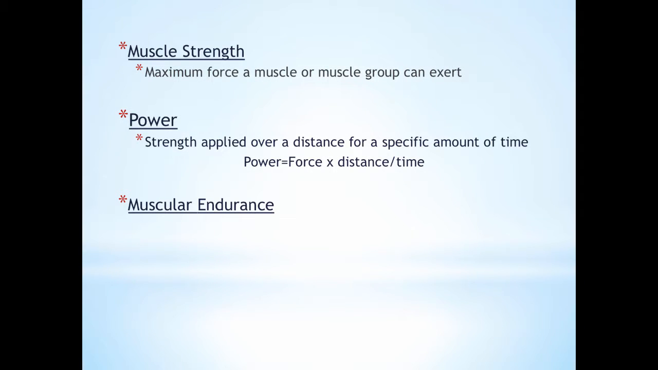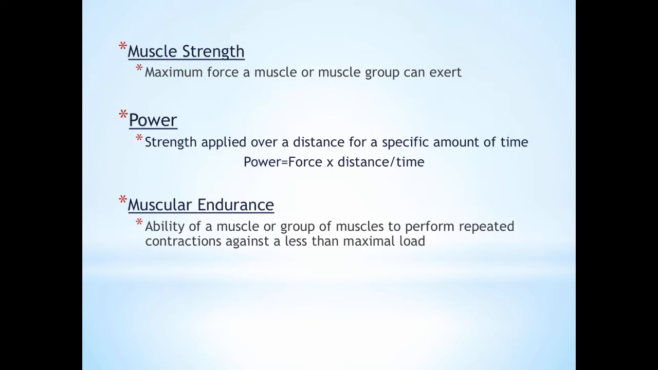So muscular strength is defined as a maximum force a muscle or muscle group can exert. Power is strength applied over a distance for a specific time. And so our equation on that is power equals force times distance divided by time. And then muscular endurance is the ability of a muscle or a group of muscles to perform repeated contractions against a less than maximal load.